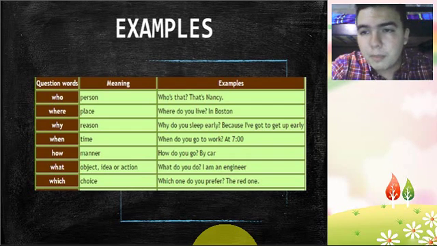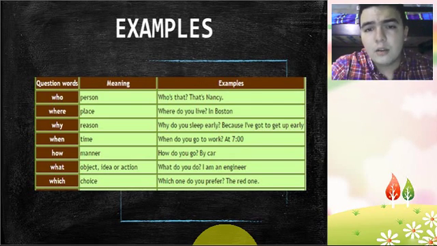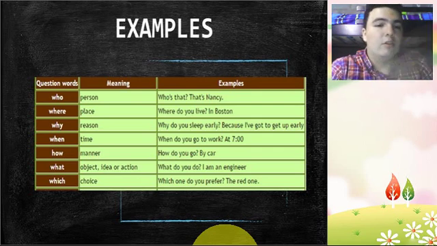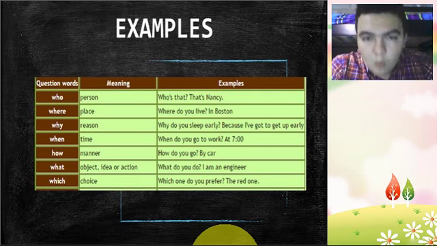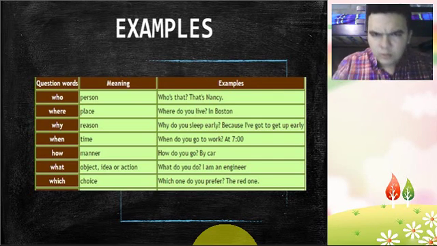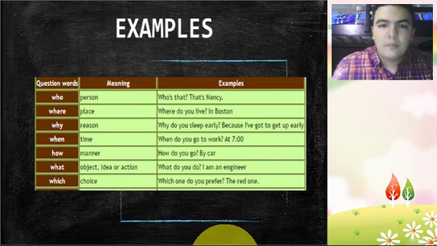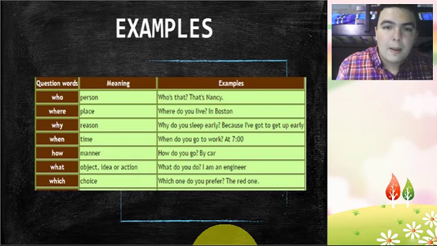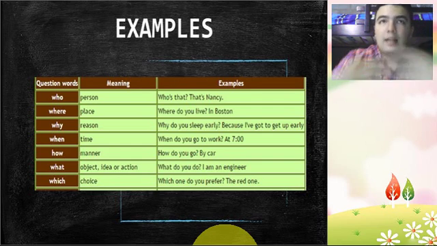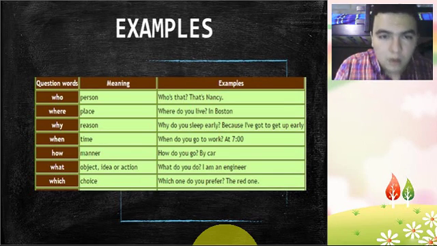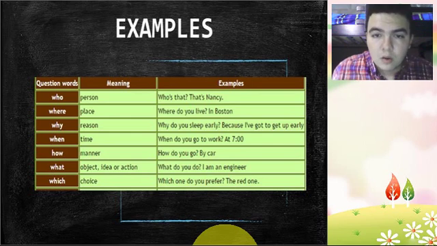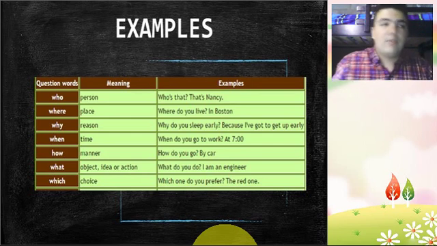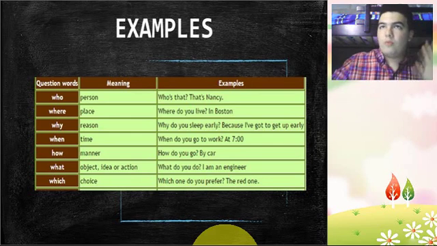These are some examples that are really used, right, for how to use and the meaning of each and every one. Like, for example, who is about a person. So, who's that? That's Nancy. Where? Meaning a place. Where do you live? I live in Boston. I live in Bucaramanga, right? Why? For asking about a reason. Why do you sleep early? Because I've got to get up early tomorrow, right?